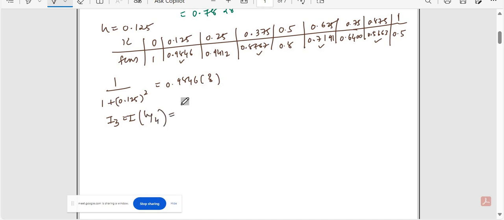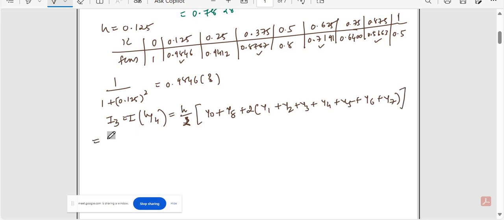So this gives me h by 2 times y0 plus y8, with indices 1 2 3 4 5 6 7 8, plus 2 times y1 plus y2 plus y3 plus y4 plus y5 plus y6 plus y7. Now substitute all these values here. My h is 0.125 divided by 2, y0 is 1, y8 is 0.5, the first and last values, then 2 times the addition of these middle values.